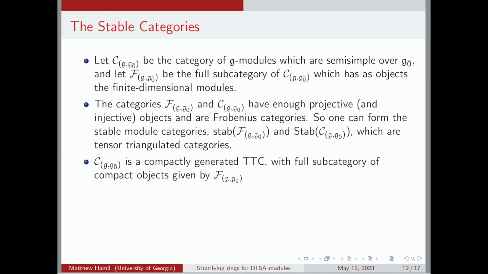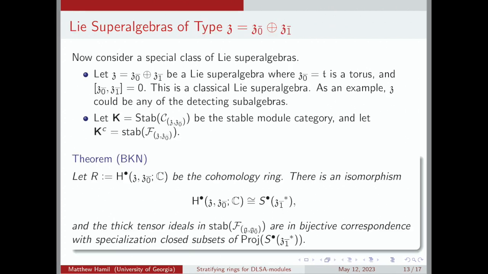Okay, so now that I've told you what a Lie superalgebra is and what the representations are, I want to restrict to a special class of Lie superalgebras. These are Lie superalgebras that I call type Z. What they are is Lie superalgebras where the even part is a torus, and when you bracket the even and the odd parts, you get 0. It turns out that any Lie superalgebra satisfying this is going to be a classical Lie superalgebra, and any of the detecting subalgebras constructed by BKN would satisfy this condition.